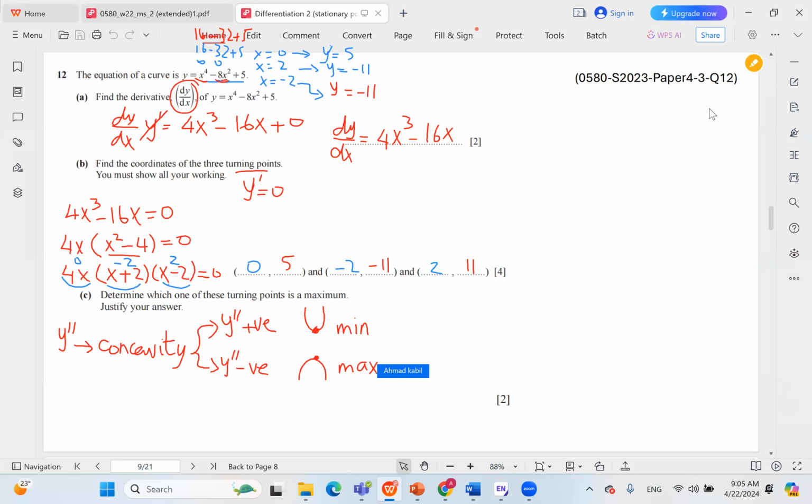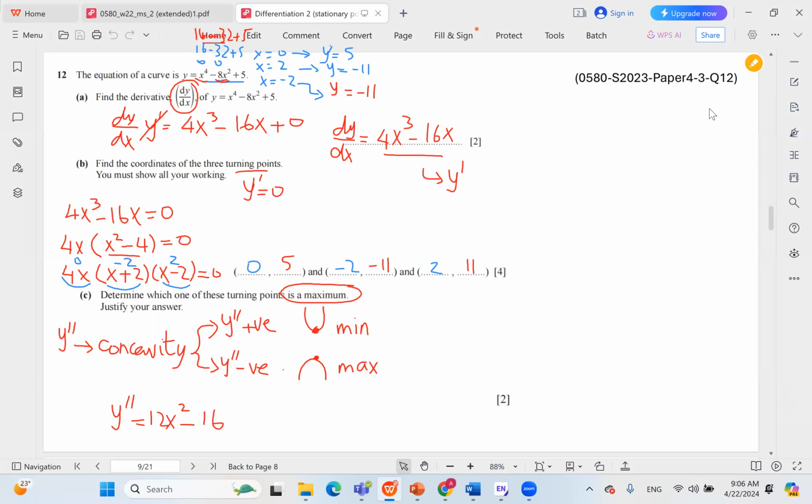So we want to figure out which one of these is a maximum. So we're looking at the turning point that makes y double dash negative. So let's first calculate y double dash. This here, of course, is y dash. So if we differentiate this again, we get y double dash. So y double dash will be the derivative of 4x power 3, which is 12x power 2, and then minus 16. I simply differentiated the expression that we got for y dash, or for dy by dx, in order to get the expression for y double dash.